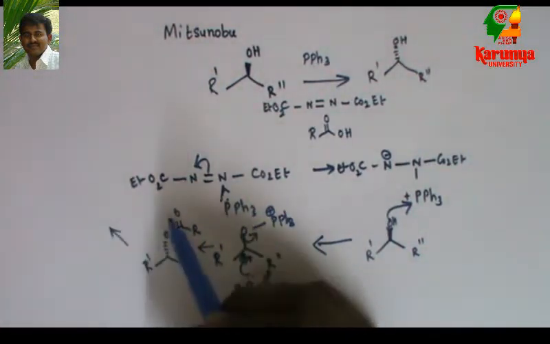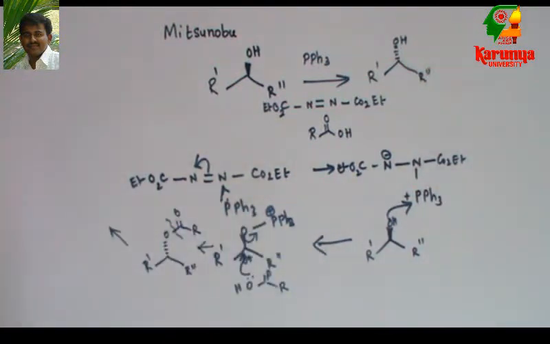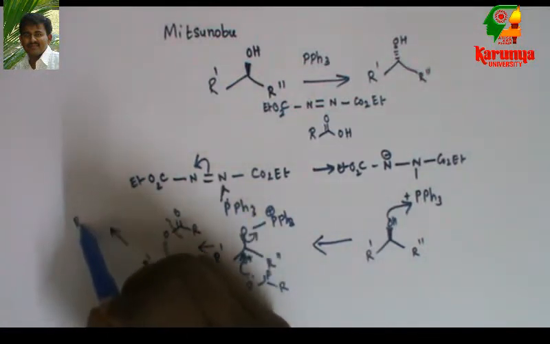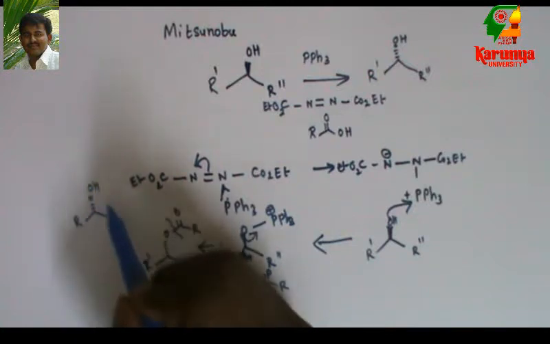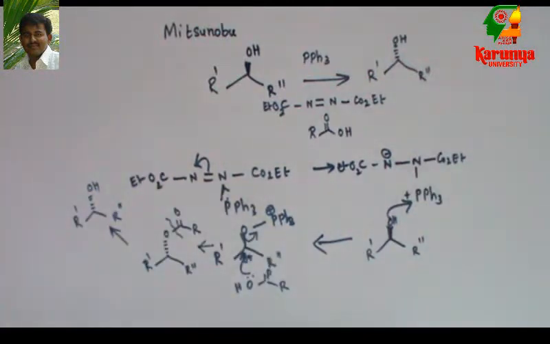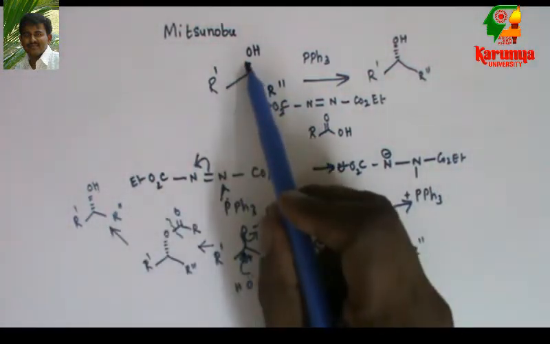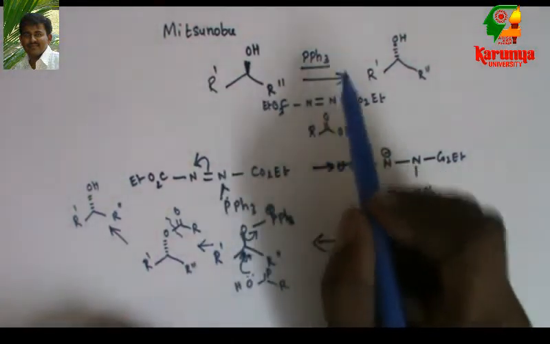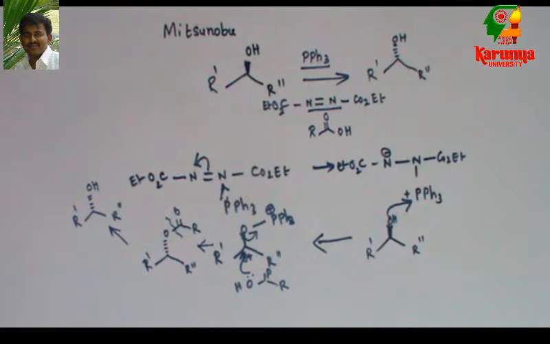Further, if I reduce this with lithium aluminum hydride, or if I subject this to hydrolysis, then the ester undergoes hydrolysis to give the alcohol. So the stereochemistry in the starting material has been inverted in the product. So this is the Mitsunobu reaction. The reagent whatever we use is triphenylphosphine and diethyl azodicarboxylate. Simply we call it DEAD.